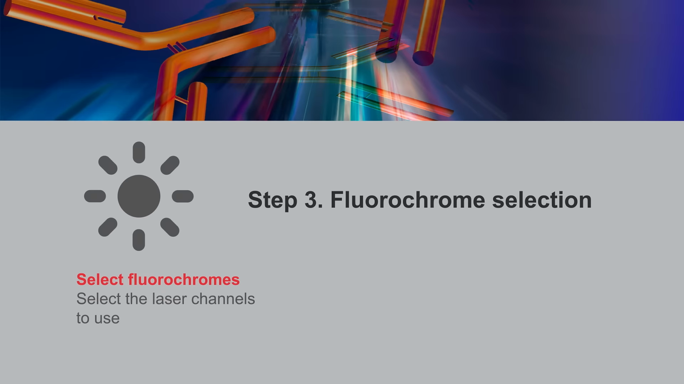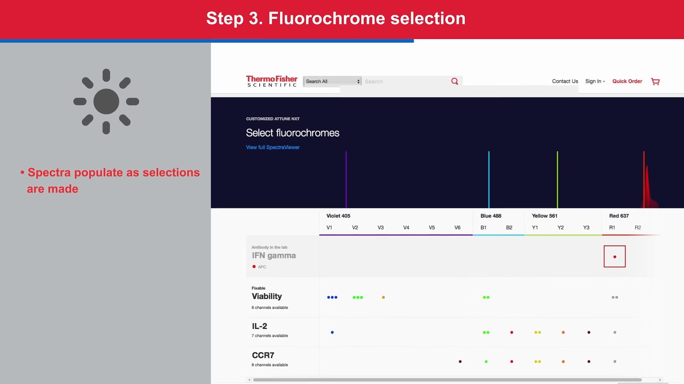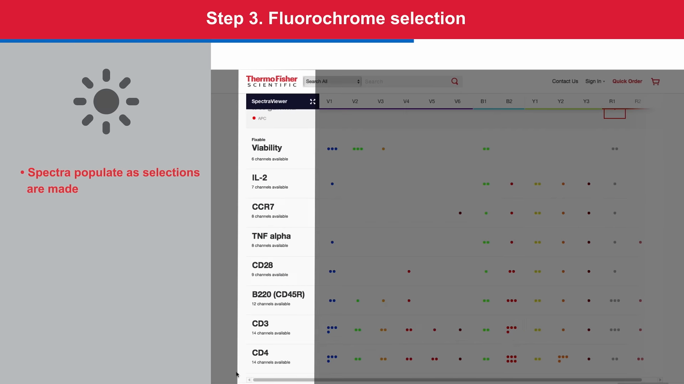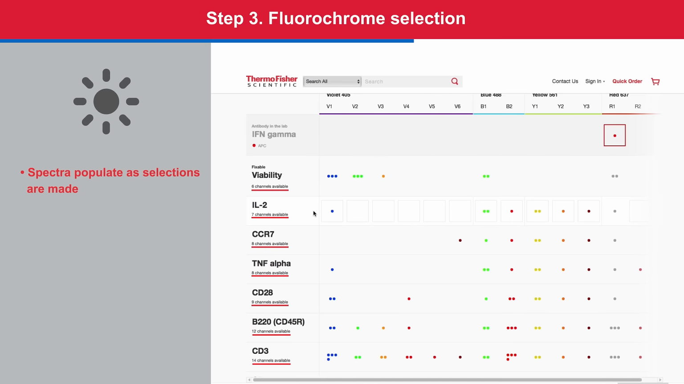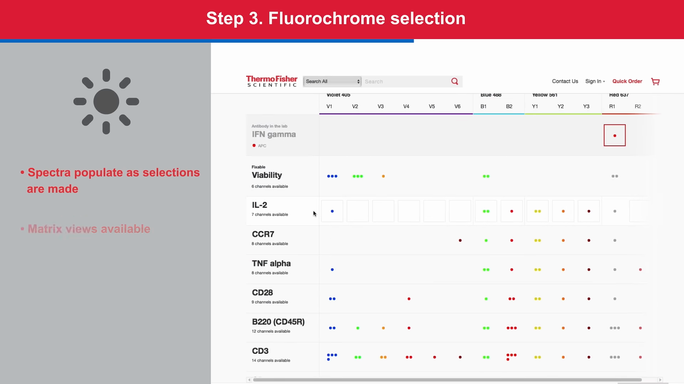Step 3. Fluorochrome selection. Fluorochrome selection is guided by the spectral information of each fluorochrome. This step allows you to visualize the spectra of selected fluorochromes across the top of the page as you select fluorochromes for each antigen shown on the left. Before any selection is made, the number of available channels for each antibody is shown. With each antigen selection, another spectrum will show at the top of the page.